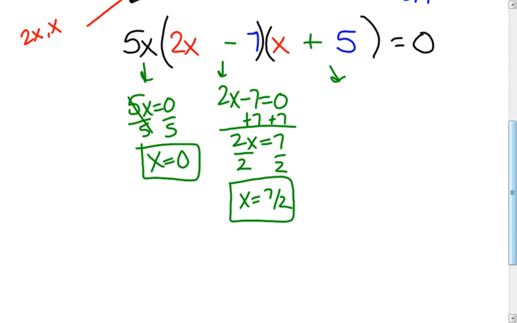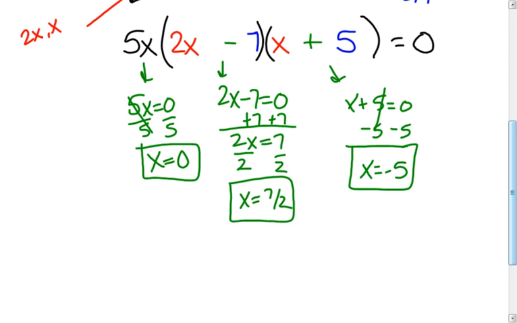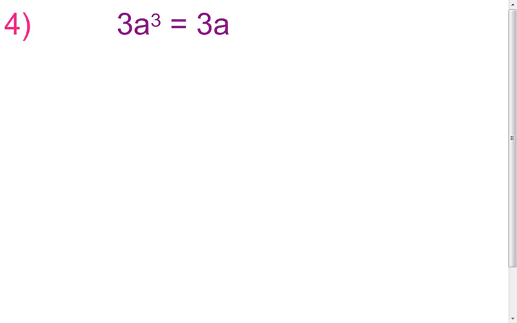And then this parentheses, x plus 5 equals 0. I will subtract 5. And x will be negative 5. Alright, this one, again, is not set equal to 0, so I want to move everything so that it is. You want to list these terms in order of descending exponents, so the biggest exponent needs to come first. So I have 3a cubed minus 3a set equal to 0. So I've got it set equal to 0.